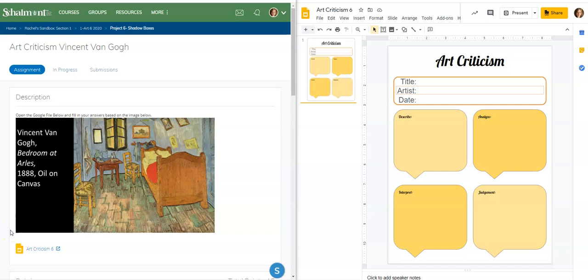Okay, we are looking at our last art criticism here. This is a work by Vincent van Gogh. It is his painting called Bedroom at Arles, and it was created in 1888.